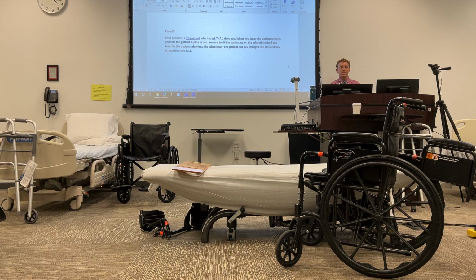The patient has 4 to 5 strength in both upper extremities, BUE, and 5 out of 5 strength in the right lower extremity, RLE. Is everybody familiar with this type of abbreviation? Yeah. Right, left, lower extremity, or bilateral upper extremities. Okay, so I will just talk you through it.